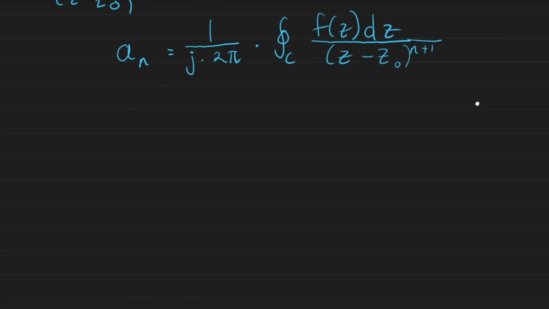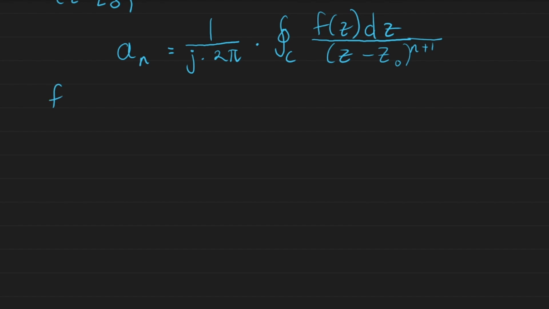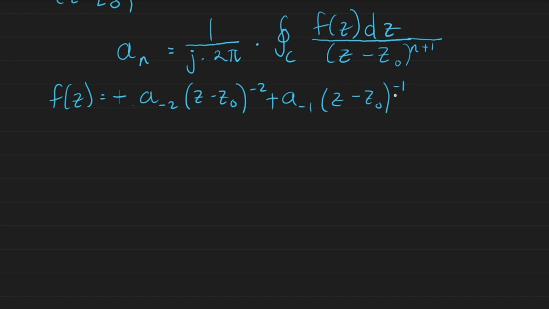We can just remind ourselves what we're doing. We're doing the Laurent series, and the Laurent series f of z is equal to the sum from minus infinity to infinity of a minus 2 times z minus z naught to the power minus 2, then we carry on with a to the minus 1 times z minus z naught to the power minus 1, plus a naught plus a1 times z minus z naught to the power 1 and so on. Okay, so all of these coefficients can be evaluated using this expression that we have derived. Okay, we can write it like this.